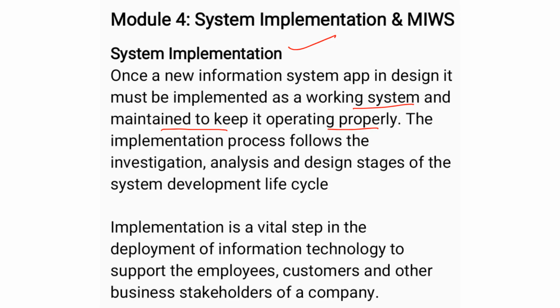The implementation process follows the investigation, analysis, design stages of the system development life cycle. So what is implementation? It is a vital step in the deployment of IT, information technology, to support the employees, customers and other business stakeholders of a company. It is a very important step, a vital step. So the deployment of IT in the organization is to reduce the work, to enhance the productivity, and to make communication easier across the organization. So these are some of the issues which will be resolved using this implementation step.